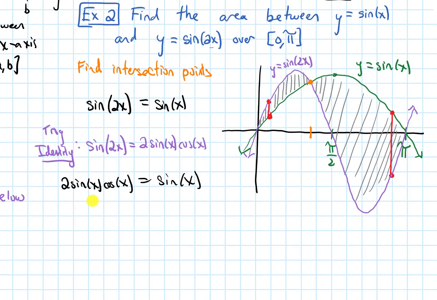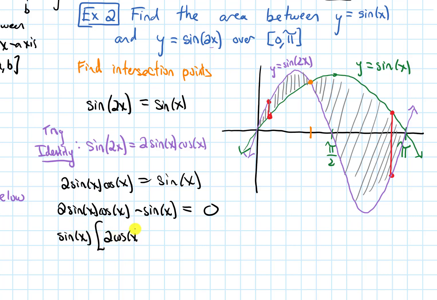And now I don't want to just divide both sides by sine x, because if I divide both sides of an equation by a variable, I can lose answers. Instead, bring everything to one side. So I get 2 sine x cosine x minus sine x, so that the other side equals 0. Then factor that term out. So I'll factor out the sine x, and I'm left with 2 cosine x minus 1.